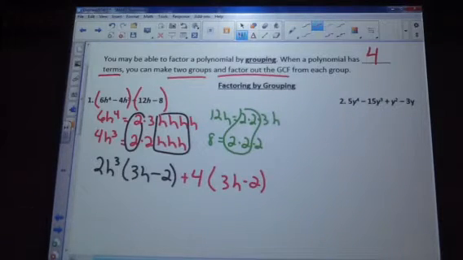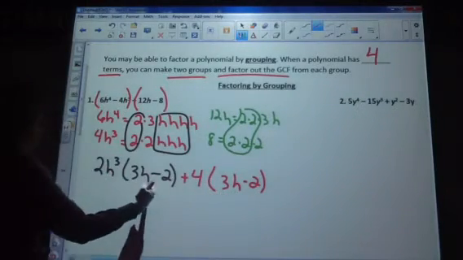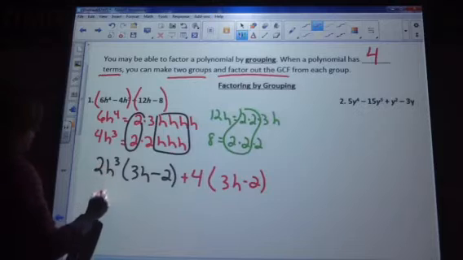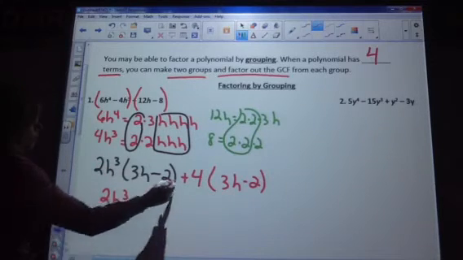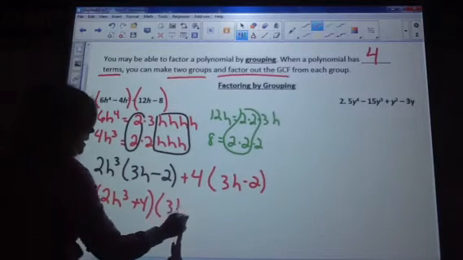Now we have a common binomial here, 3h minus 2. So what we can do is take the 2h cubed plus the 4 and multiply it by the 3h minus 2.